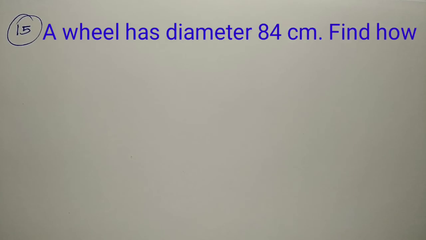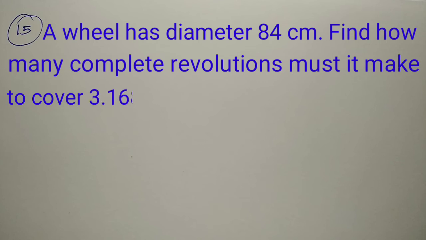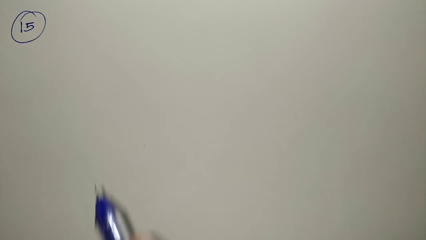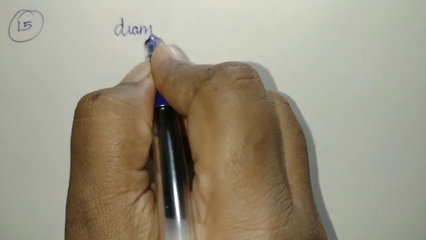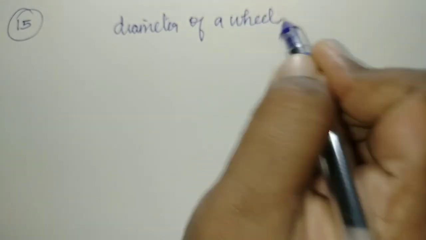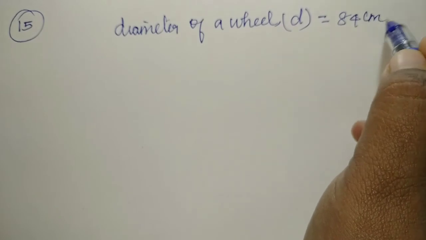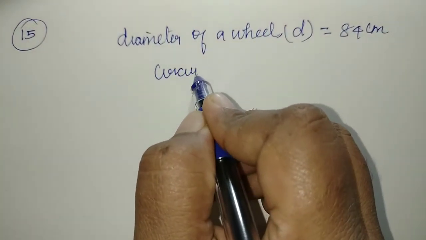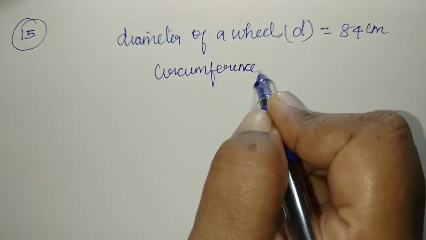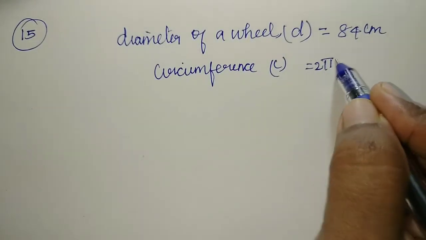Now let us solve question number 15. A wheel has diameter 84 centimeter. Find how many complete revolutions must it make to cover 3.168 kilometer. So what is given in the question? Diameter of a wheel. Diameter is always denoted by the letter D. 84 centimeter.